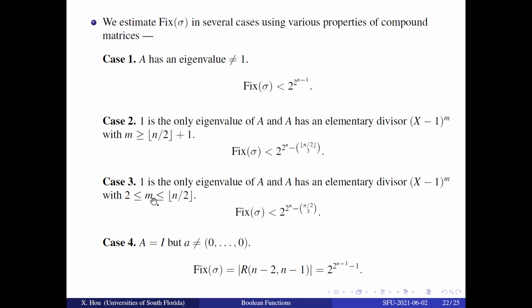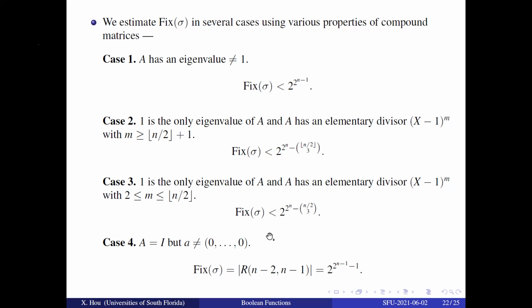And then in the third case, once again, we assume that 1 is the only eigenvalue of A. But this time, we assume that A has an elementary divisor (x minus 1) to the power m, but here m is at least 2, but less than half of n. In this case, we can obtain about the same upper bound, 2 to the power n minus n over 2 choose 3.